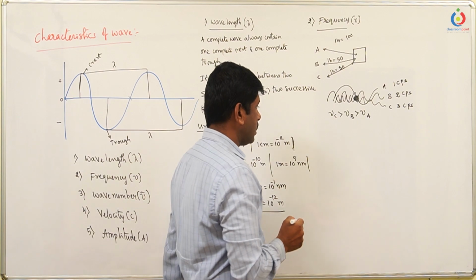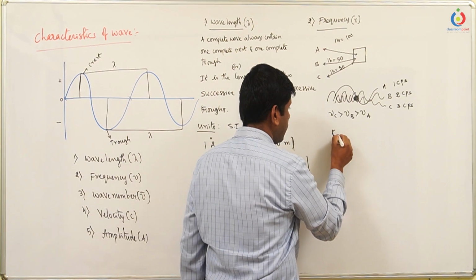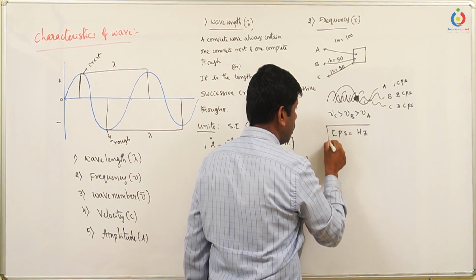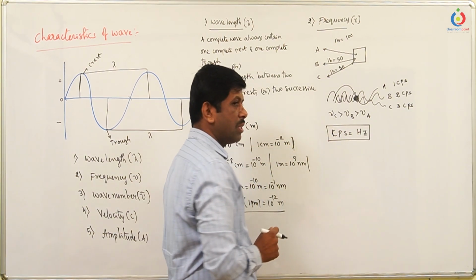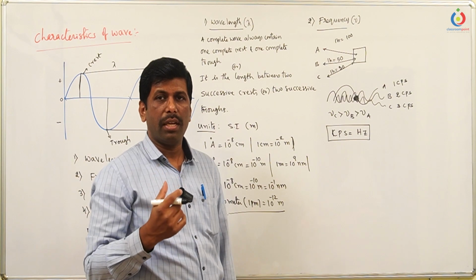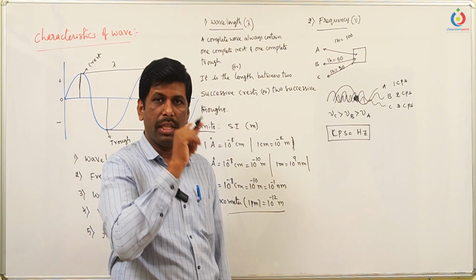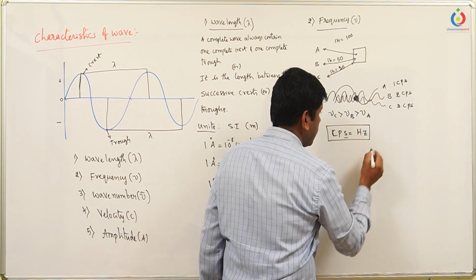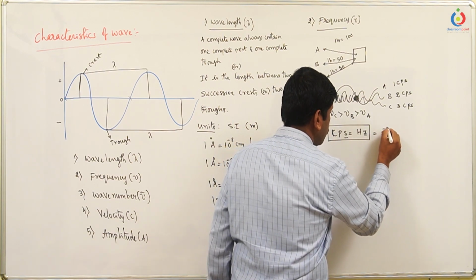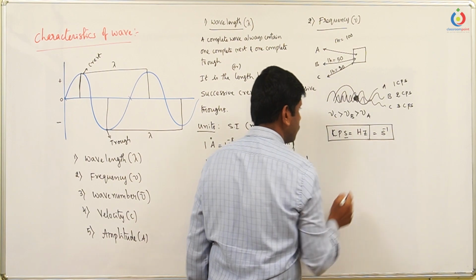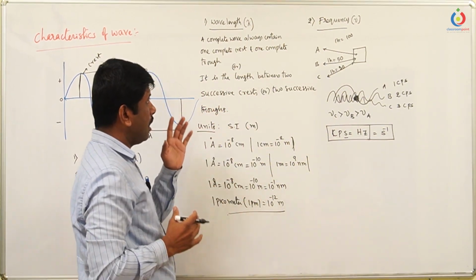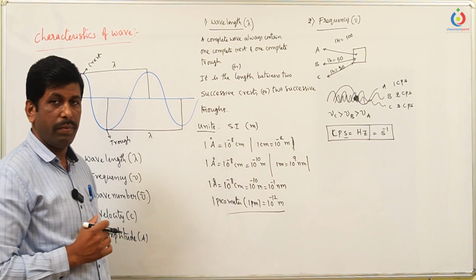Nowadays this cycles per second is completely replaced by the new term, hertz. So 1 hertz is equal to 1 cycle per second. Anyhow, cycle is not a unit, it is representing the wave. So only second is taken, so 1 hertz is equal to 1 per second. This is the frequency. Now let us see the relation between the frequency and the wavelength.